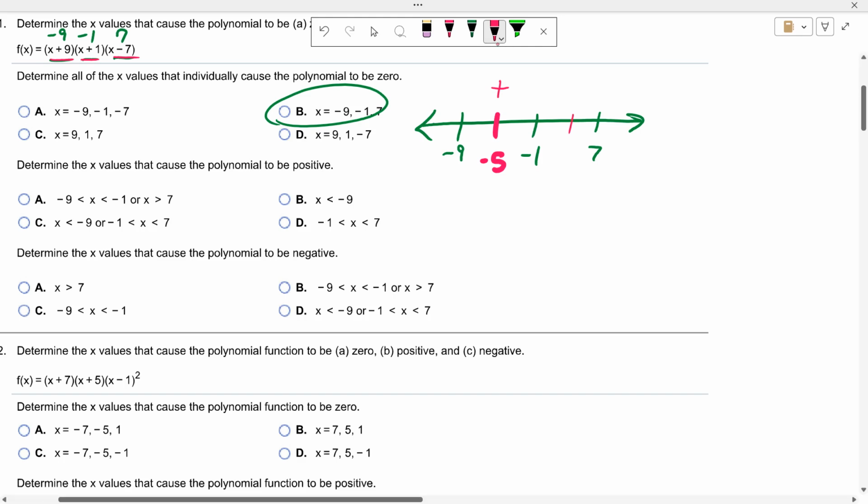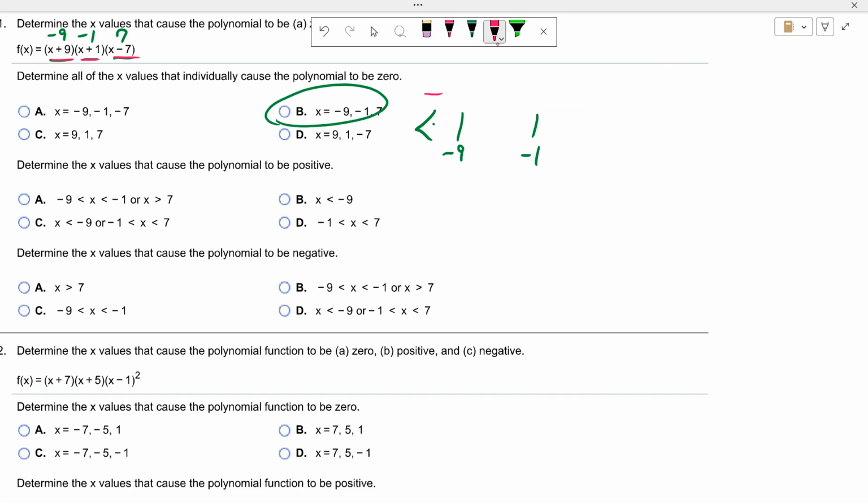If we go in between here, there's a 0 in between there, right? So it makes positive, positive, negative, which is a negative. If we go like an 8 here, it'll make it positive, positive, positive, which is a positive. If we put in a -10, it'll be negative, negative, negative, which will be a negative. So what happens is the graph kind of goes like this, goes like this, and goes like this.